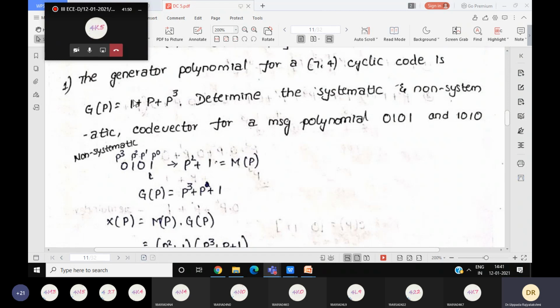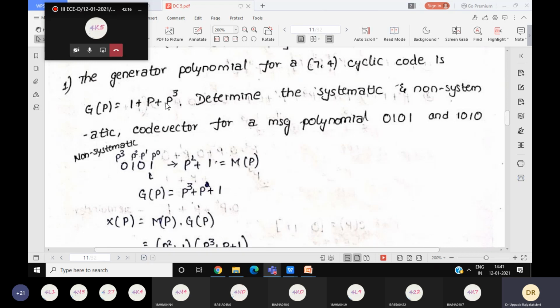Now, can you tell me what is the LSB bit? LSB bit is 1. What is the MSB bit? It is also 1, because the constant 1 into p cube. So the constant is 1, the coefficient is 1, and the LSB bit is also 1. And can anyone of you tell me what is the generator matrix here? It is 1, 0, 1, 1.